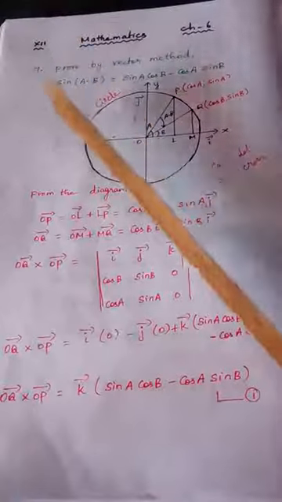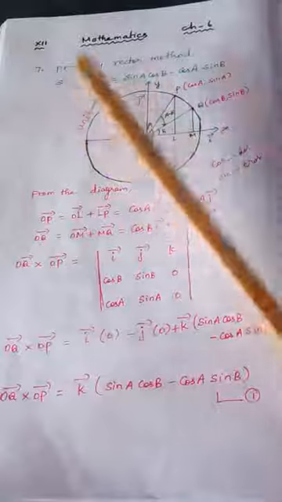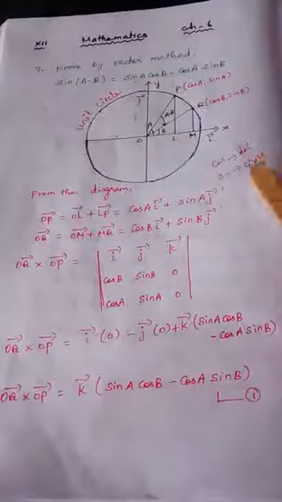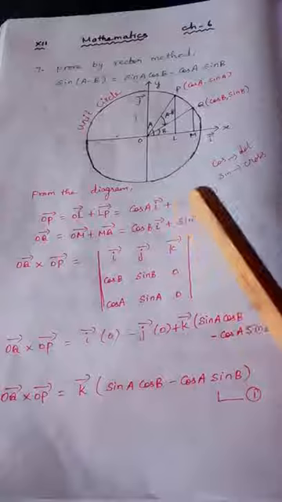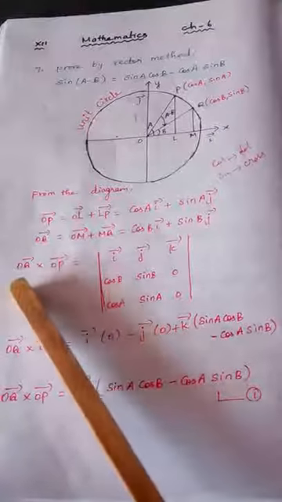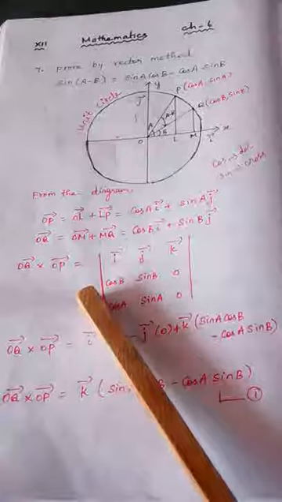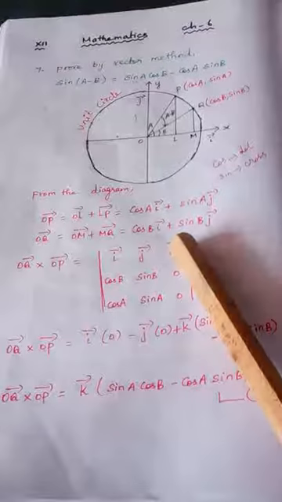Cos A minus B, cos A plus B means we should use dot product. Sin A minus B, sin A plus B means we should go for cross product. So after finding OP vector and OQ vector, we are calculating OQ vector cross OP vector. If you see the previous problem, we found OP dot OQ, the dot product.